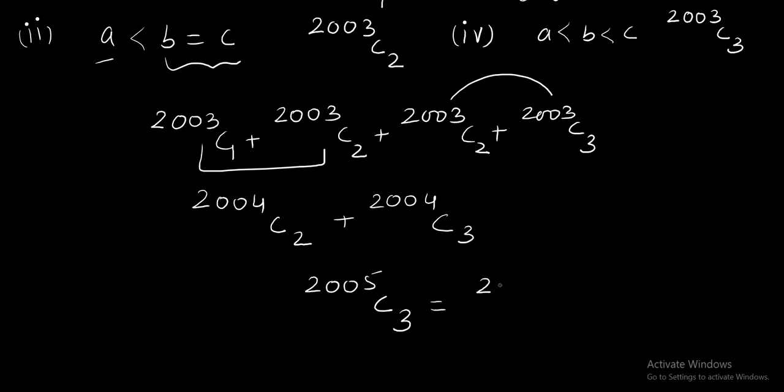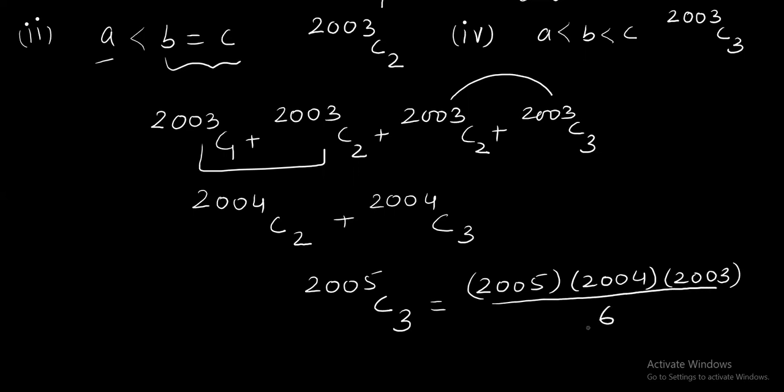So 2005 C 3 means you are getting 2005 times 2004 times 2003 whole divided by 6. Cancel this one. So we are actually getting the same value of N as we got using method 1, right? So this is an alternative way of getting the value of N. Now after this, to find the remainder, you again have to concentrate on getting the last 3 digits of this product. So you can proceed the way we proceeded in method 1, right?